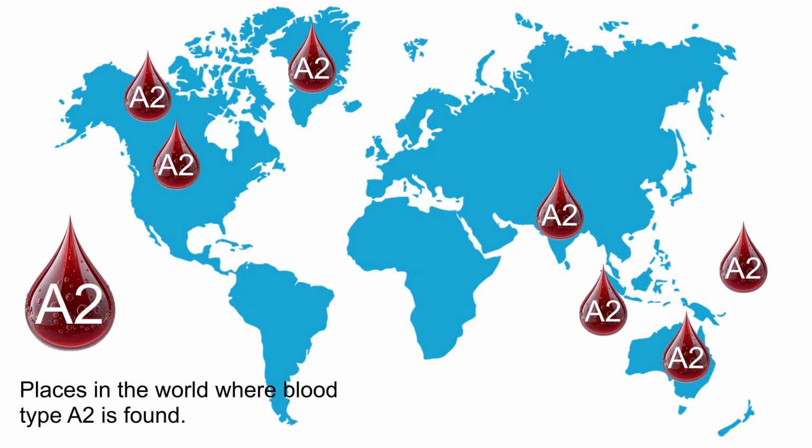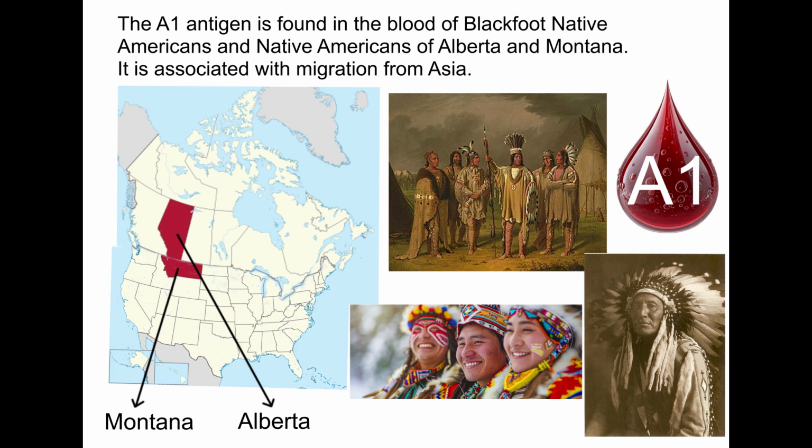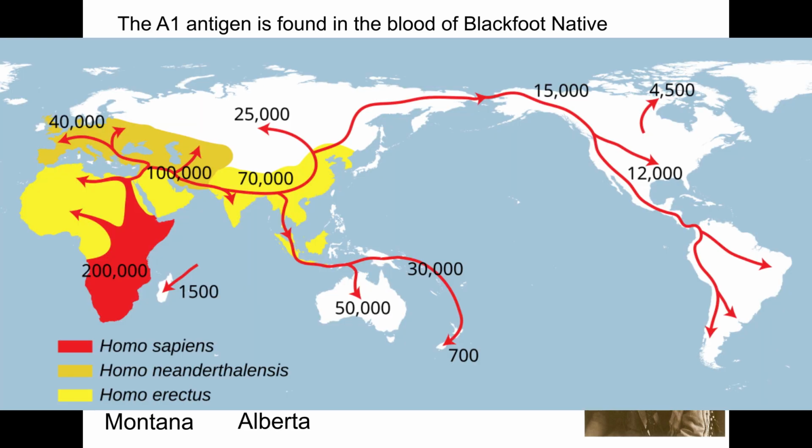It is seen to completely replace A2 type among Australian Aborigines and Eskimos, in certain regions of Indonesia, Pacific Islands, India, Canada, and northern USA. A1 type is most commonly found among Blackfoot Native Americans and tribes around Alberta and Montana. Given the surprisingly high concentration of this blood type in a continent where O blood type predominates, researchers have interpreted it as evidence of waves of migration from Asia to the Americas.